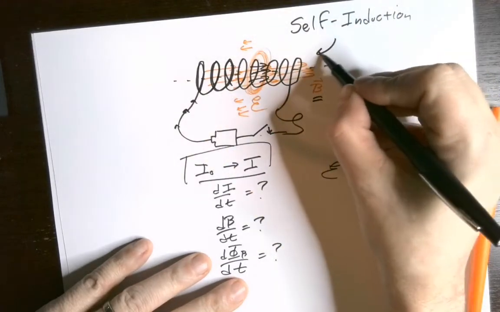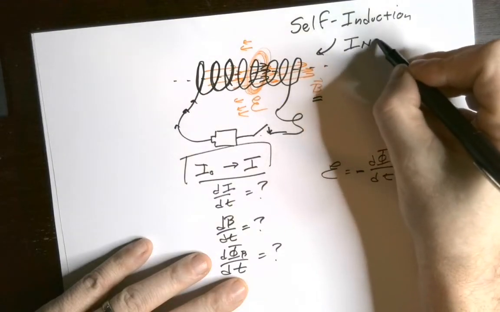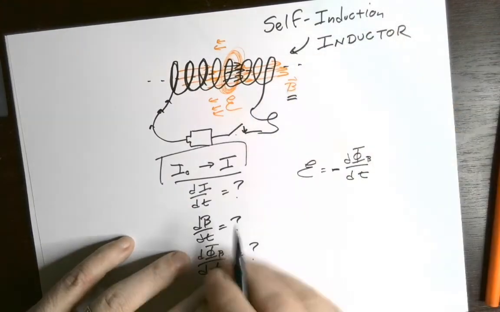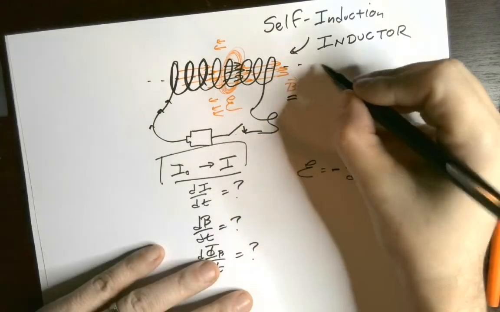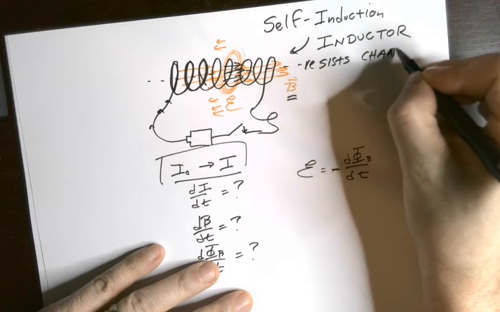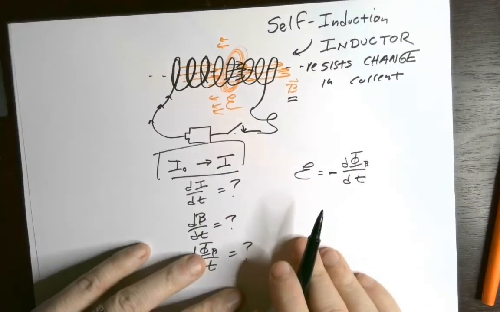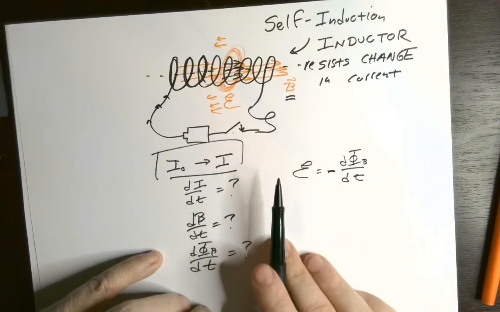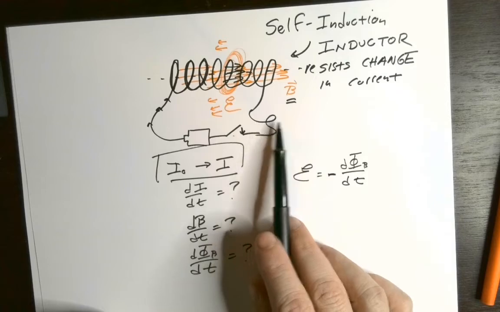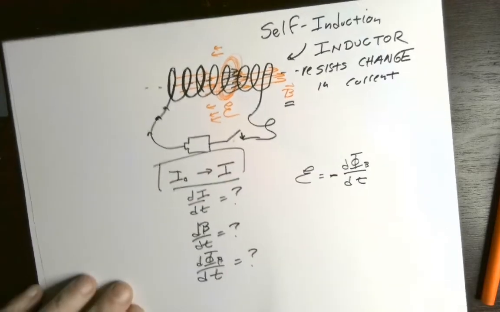And that object, that circuit element that resists changes in an electrical current, is called an inductor. Okay? An inductor resists changes in current. When the current is flowing at a steady rate, inductors don't do anything. They've got a little bit of resistance because they're made of wire, but inductors only function in an electrical circuit to resist changes in that current.